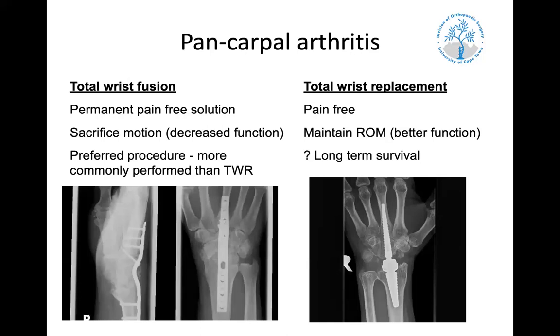The only time we wouldn't really do it is if you've got a young patient or a manual laborer, someone who's really going to hammer that wrist and cause the replacement to loosen early. But if it's a relatively low demand, middle age or older person, then definitely the wrist replacement is our go-to operation for this.